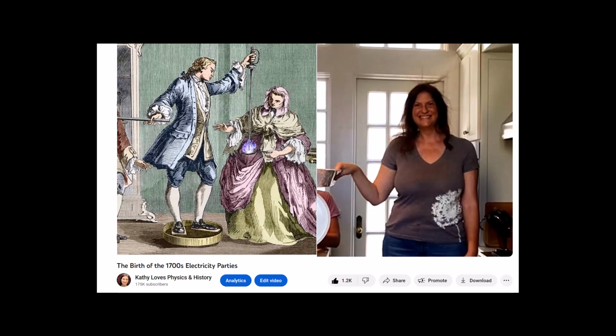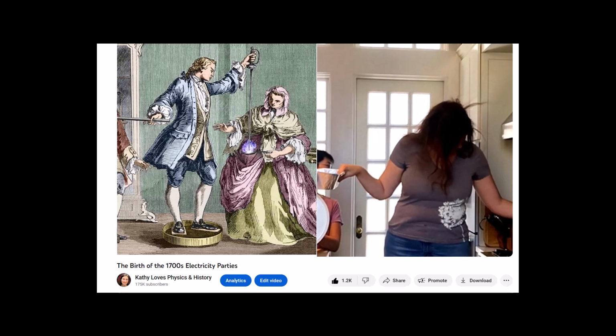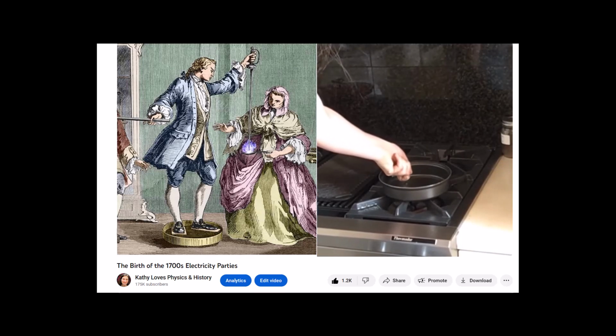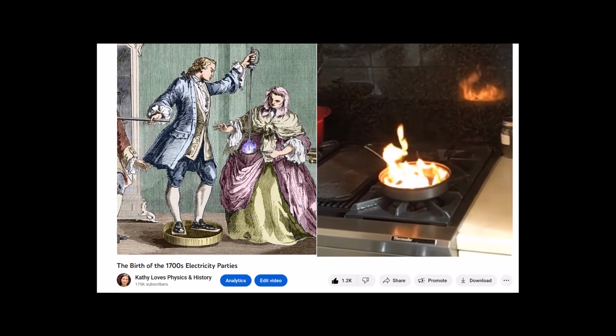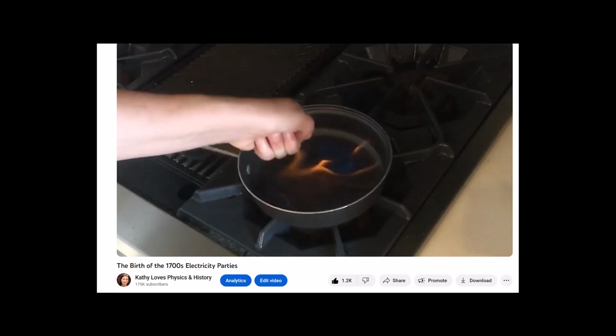Then, once he was all charged up, he would point at a container of alcohol with his finger or a small sword, and a spark would leap to the alcohol and light it on fire. Let's watch that again in slow motion. All good.